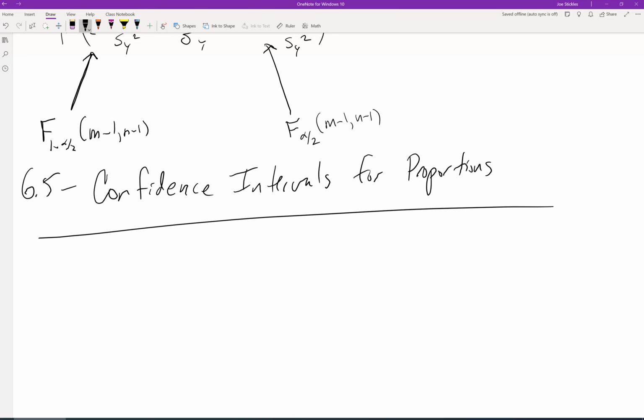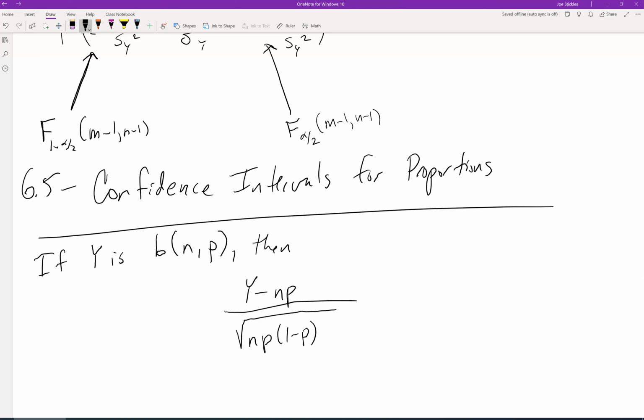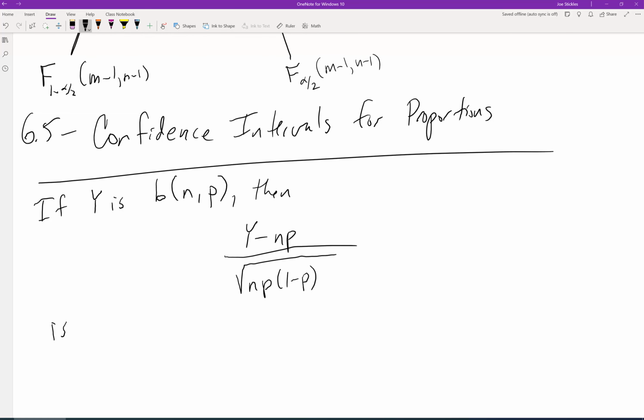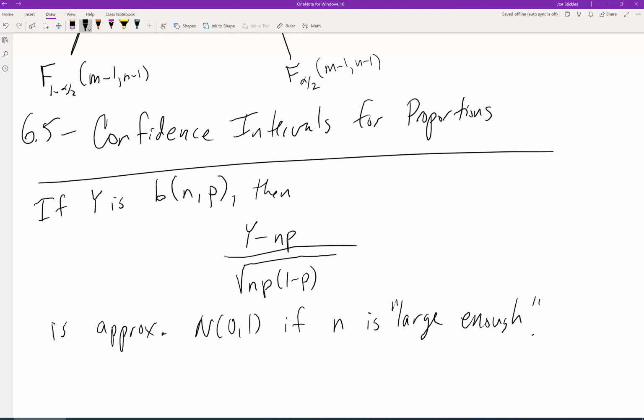Okay? So if y is binomial with n trials and a probability of P, then we know that this random variable is approximately standard normal if n is large enough. I'll put large enough in quotes, as usual.